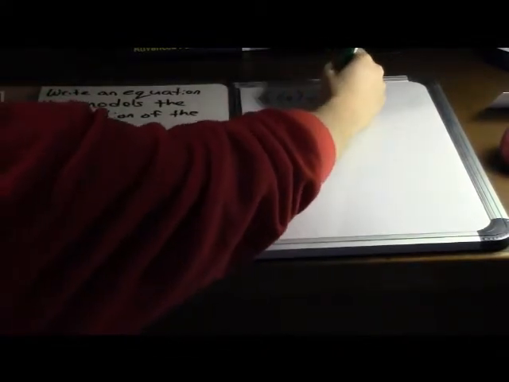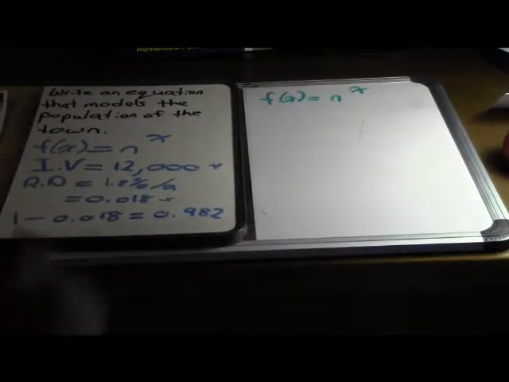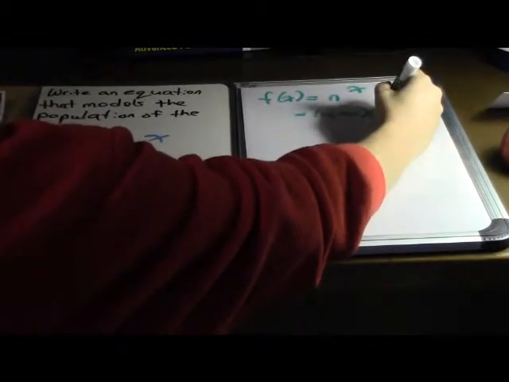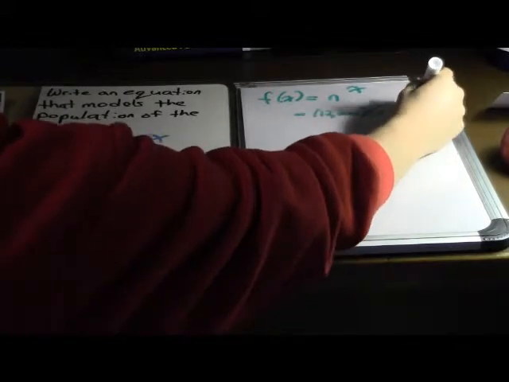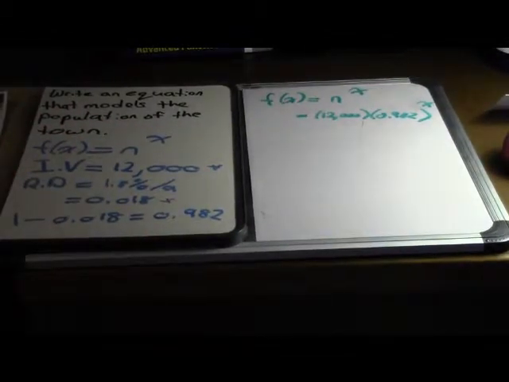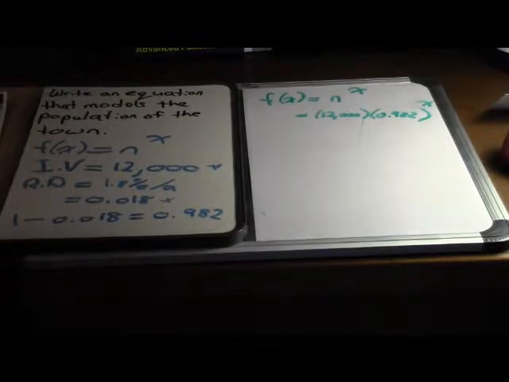So f of x is equal to n to the x, right? We know that our initial value is 12,000. Let's make sure to put these in brackets, so as not to confuse yourself. So you do 12,000, which is your initial value, multiplied by your rate, 0.982, all to the exponent x. Now we're trying to solve for x because x is the time period, or the certain time, and we don't know what the time is because all we're given is the rate of decrease and the population. So basically, x is our variable right now. So there's part A done.